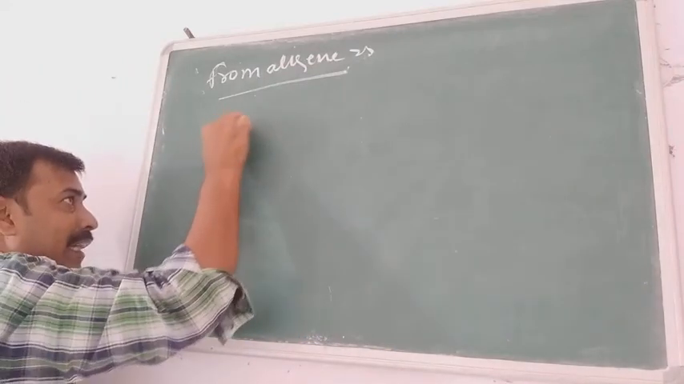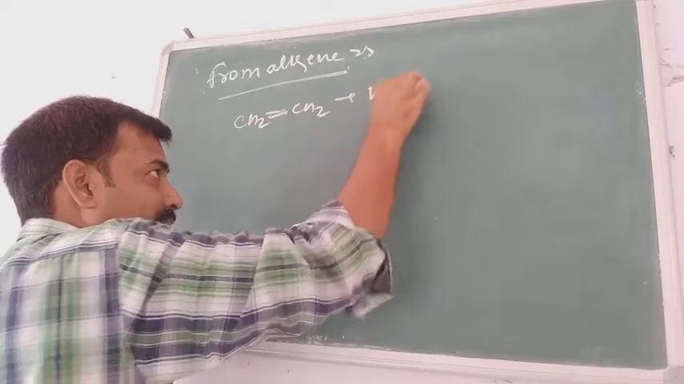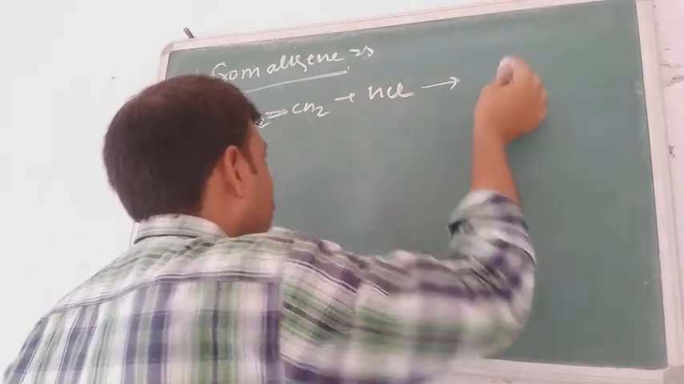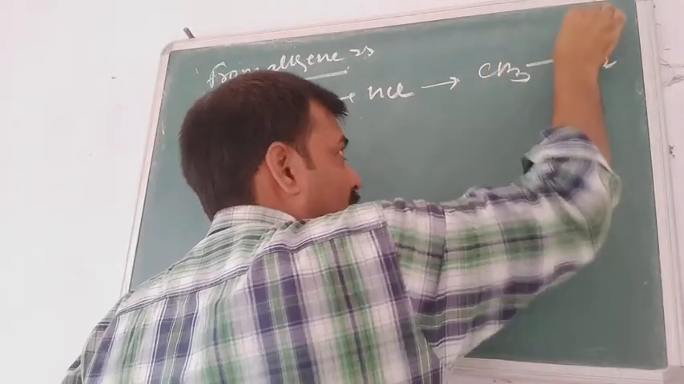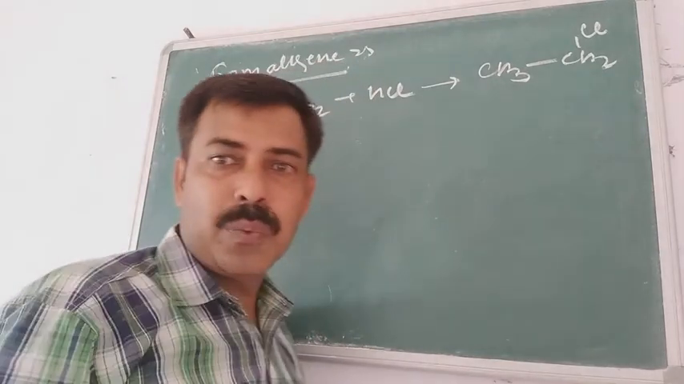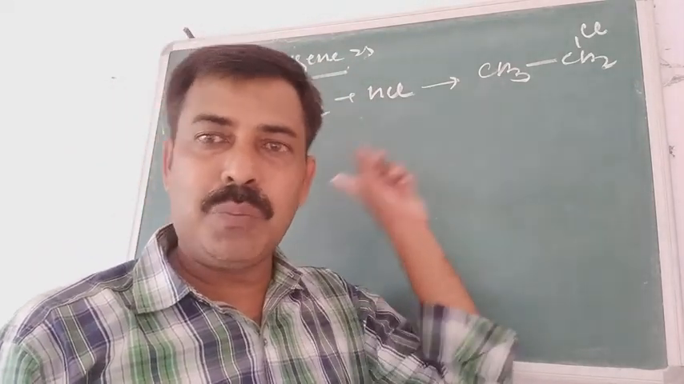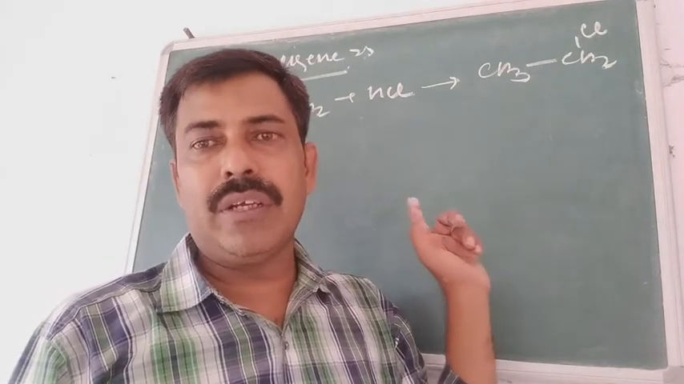Take the alkene CH2=CH2. When it is treated with halo acid, here hydrochloric acid, it will form CH3CH2Cl, an addition product. The alkene is called a symmetric alkene. That means both the carbons containing the double bond are identical.